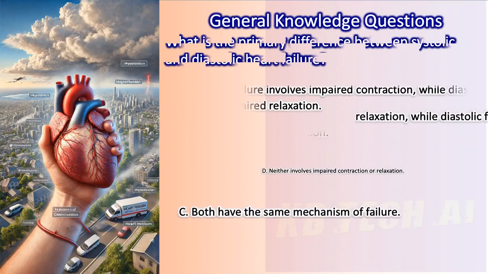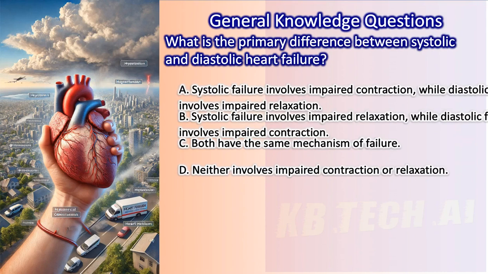What is the primary difference between systolic and diastolic heart failure? Option 1. Systolic failure involves impaired contraction, while diastolic failure involves impaired relaxation. Option 2. Systolic failure involves impaired relaxation, while diastolic failure involves impaired contraction. Option 3. Both have the same mechanism of failure. Option 4. Neither involves impaired contraction or relaxation.